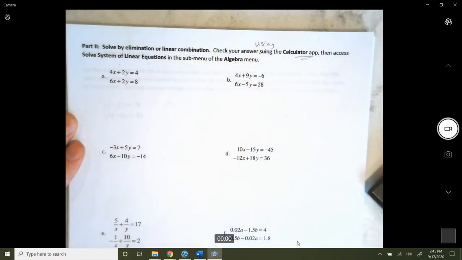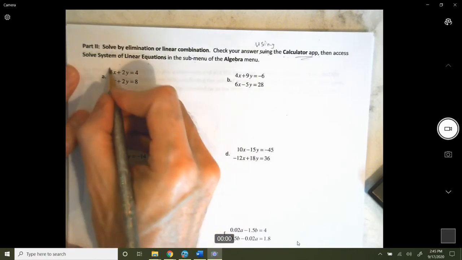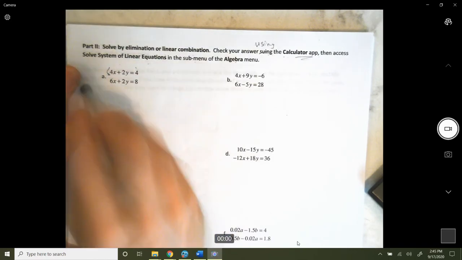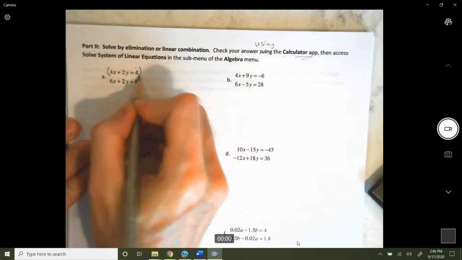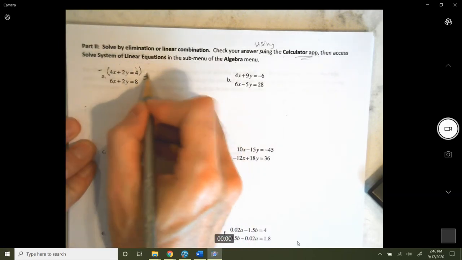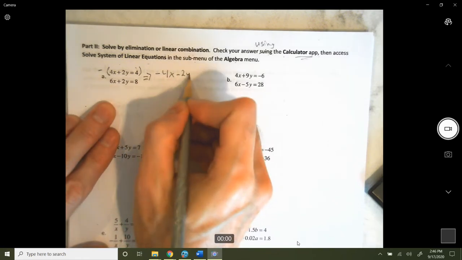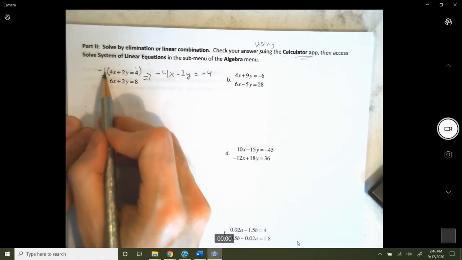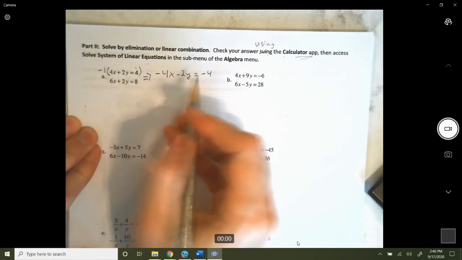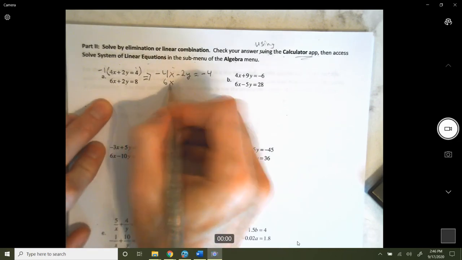Okay, so first thing we're going to do, we're going to use elimination. We could very easily eliminate the y's, so I'm going to multiply the first one by negative 1. So now I've got negative 4x minus 2y equals negative 4. Notice if you multiply the first equation by negative 1, you have to multiply everything on both sides by negative 1. Second equation, we're going to leave alone.